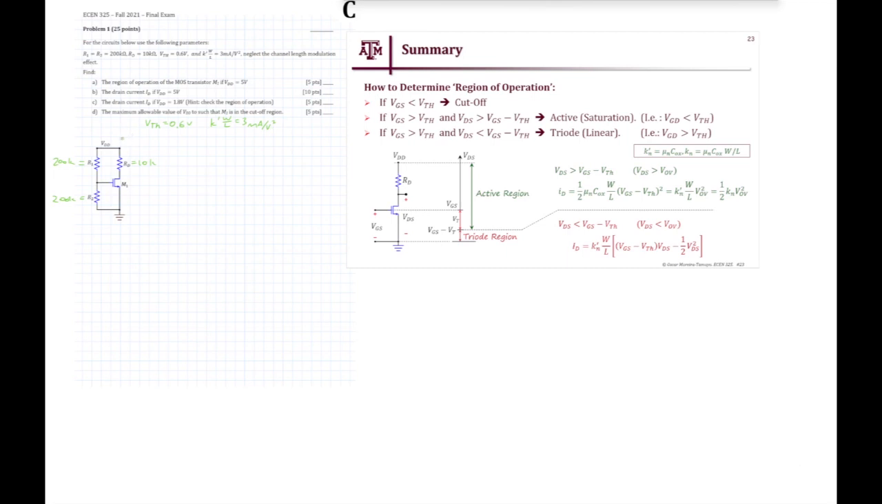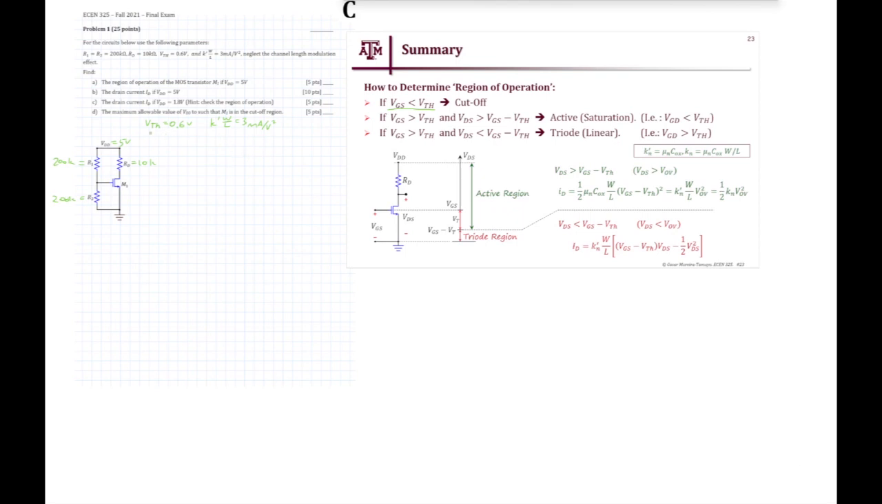We are being asked to first find the region of operation of the MOS transistor M1 if VDD is equal to 5 volts. So let me go ahead and write 5 volts right here. And so on the right, I have how to determine the region of operation. This is taken from the MOSFET region of operation slides. In order to determine the region of operation, we first need to determine whether VG is less than VTH, because that will mean we are in the cutoff region.